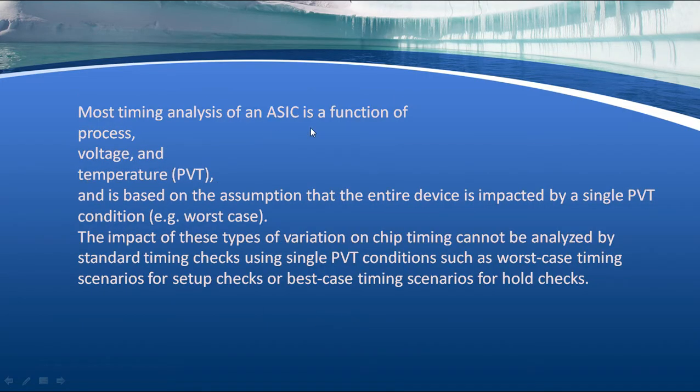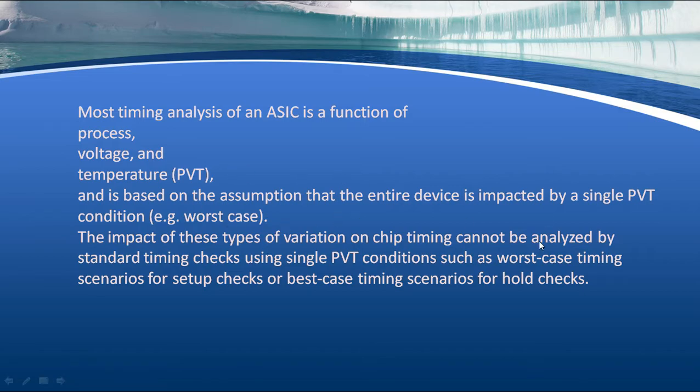Most timing analysis of an ASIC is a function of process, voltage, and temperature. This is PVT, process voltage and temperature, and is based on the assumption that the entire device is impacted by a single PVT condition, that is worst case. It is sometimes potential, voltage and temperature also. The impact of these types of variation on chip timing cannot be analyzed by standard timing tools using a single PVT condition, such as worst case timing scenario for setup checks or best case timing scenario for hold checks.